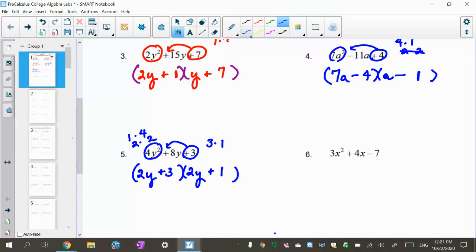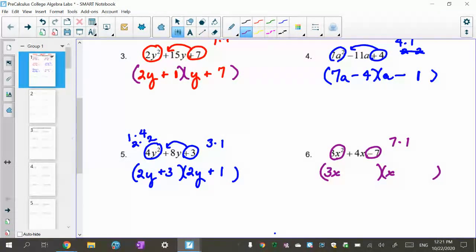Let's do one more. I'll change the color a little bit. Circle, circle. So this is kind of like the guess and check method. How'd I get 3x squared? 3x times x. This is a negative 7, so I know my signs are different. So my factors are 7 and 1, and I have to get a 4 in the middle.